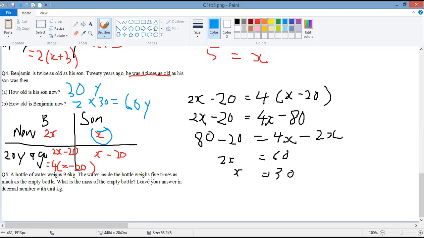Okay, we go to question number 5. A bottle of water weighs 9.6 kilograms. The water inside the bottle weighs 5 times as much as the empty bottle. What is the mass of the empty bottle? Leave your answer in decimal number with unit kg.